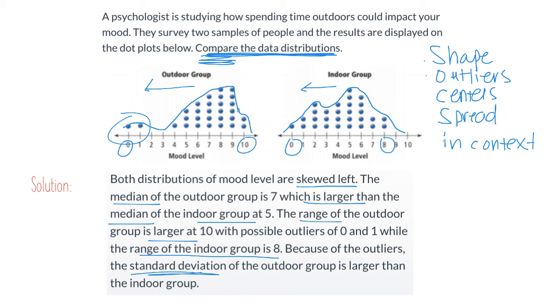So shape, outliers, center, spread is what you need to include when you're talking about distributions. And then context means you're talking about what the scenario is about. So in this case, mood level is the context. And then again, actually use comparison language. So like larger, they use the word larger than. You can say less than, greater than, smaller, equal to, some sort of words so that you're actually comparing the distributions.